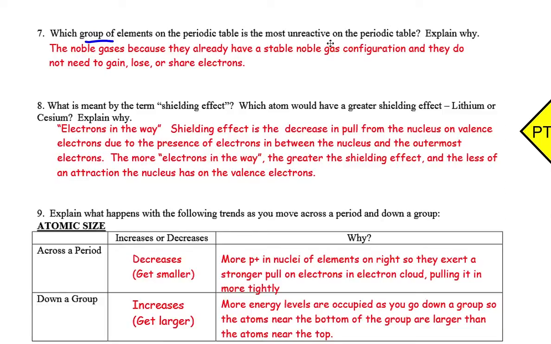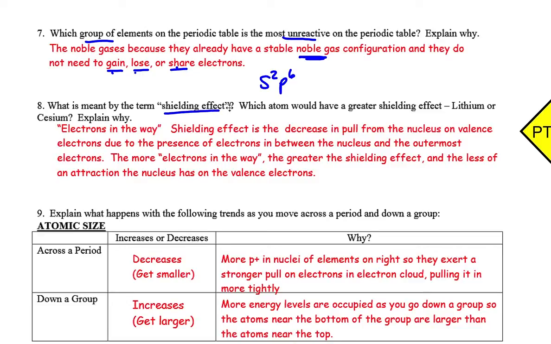Which group of elements on the periodic table is most unreactive? The noble gases. Noble gases are good to go. They don't need to do anything to get a stable octet. They have 8 in the outermost energy level. They end up with S2P6 naturally. They don't need to gain, lose, or share.